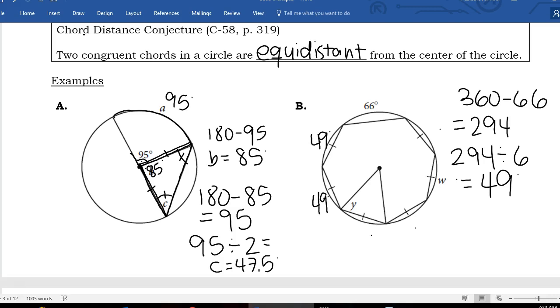Now I only really need to figure out the ones that are labeled. So I know W should be 49. The 49 here though is going to help me figure out angle Y. So if I have 49 degrees at this arc, that means the central angle would be the exact same measure. And then I'm going to look at this just like in example A, I have an isosceles triangle here. So these sides are the same. That means these base angles are the same.